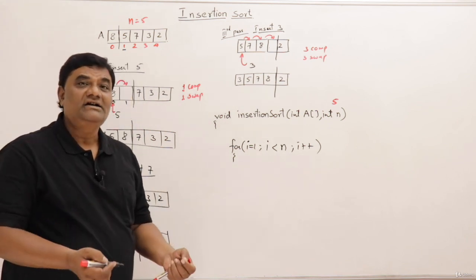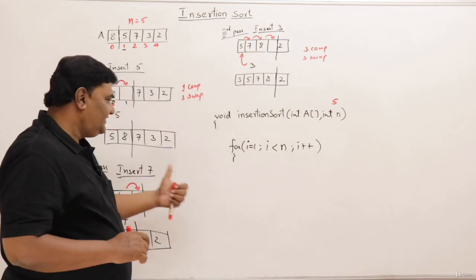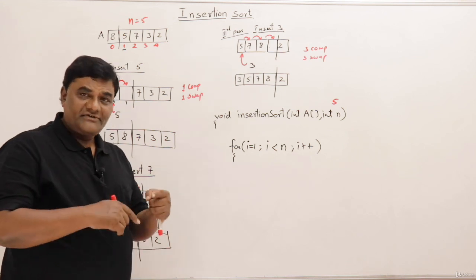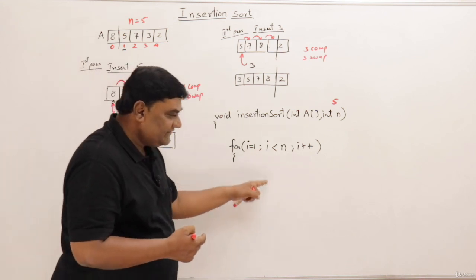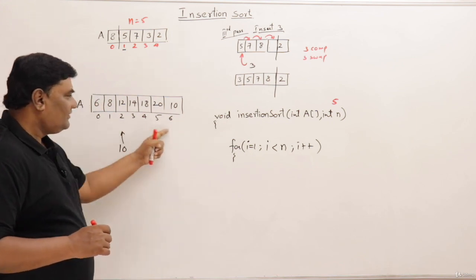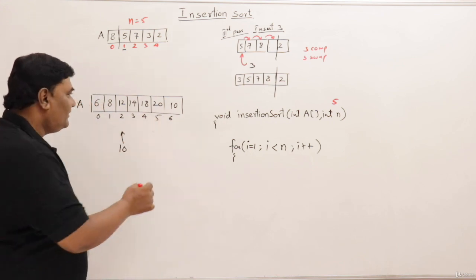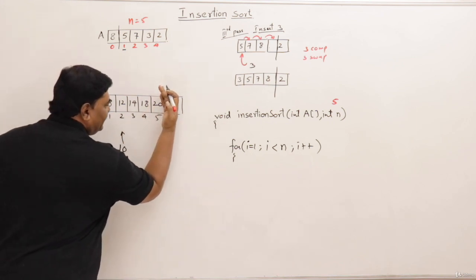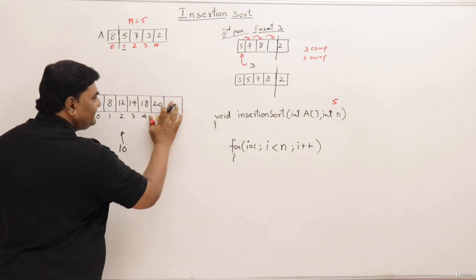Then in each pass, what are we supposed to do? I will take one example here. From that we will learn what we should do in every pass. Then we will write the code. Now I have an example, an array of size 7. In this, the elements are already sorted till here, that is 0 to 5. Now I am inserting 10.